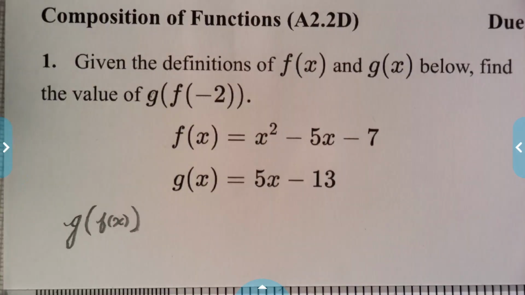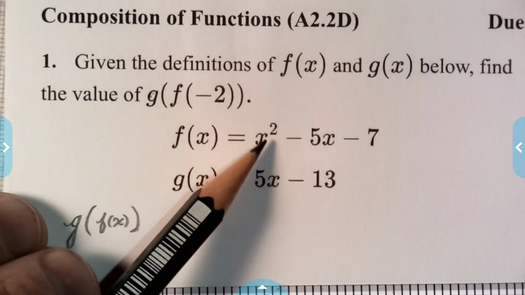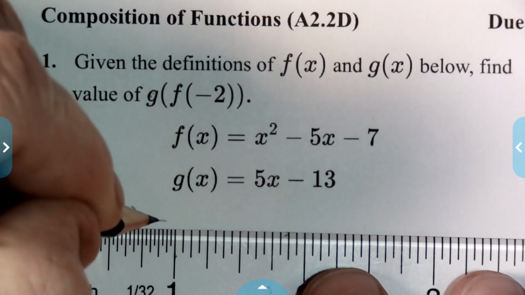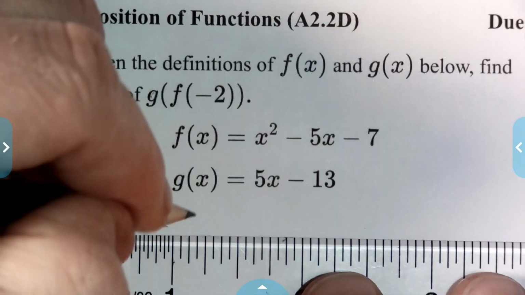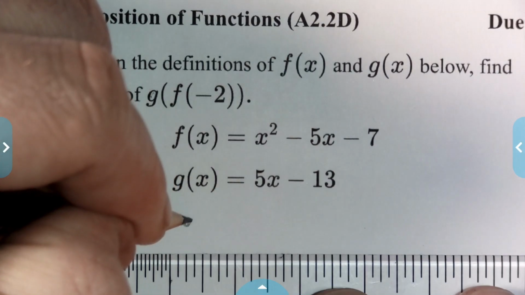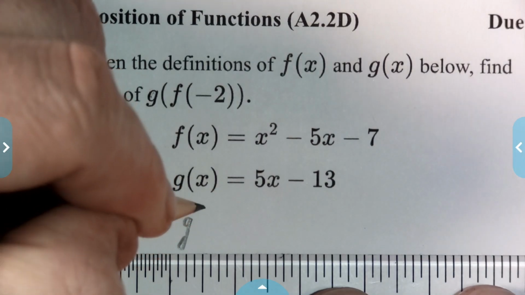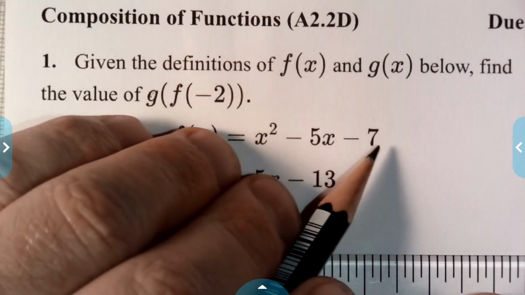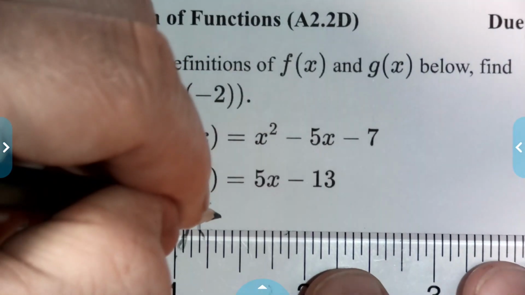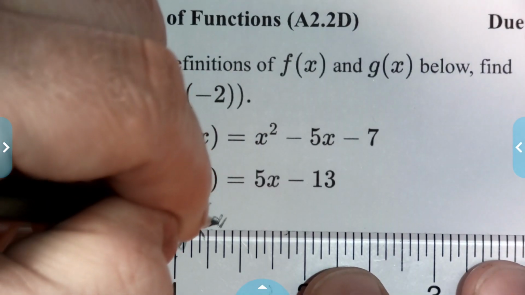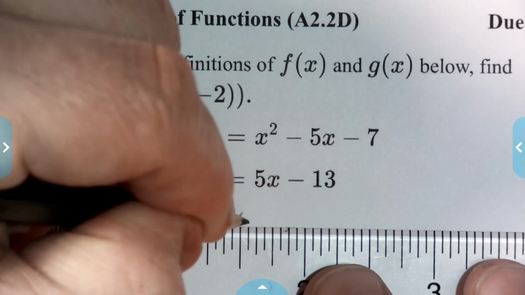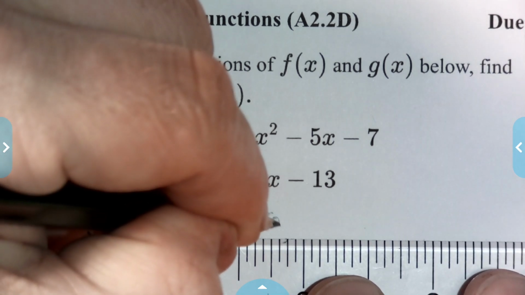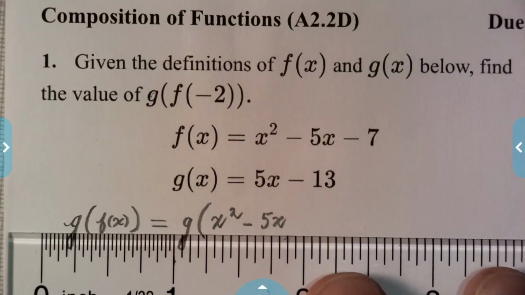So what is f of x? Well, f of x is this quadratic. Okay? So that's equal to saying g of, and then putting in the whole quadratic like this, x squared minus 5x minus 7.